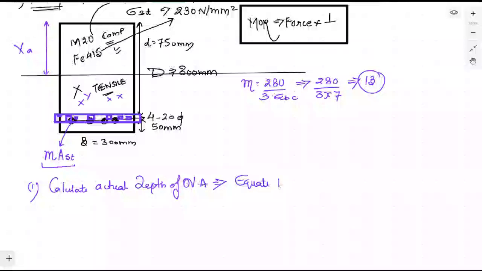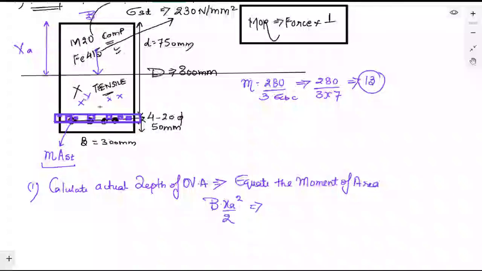Equate the moment of area. Remember that we are using working stress method. For this cross section, when you equate the moment of area, you will get the moment of the area above the neutral axis. The width is b, so the area is b into x, and the moment of area is the distance from the CG, which will be x by 2, so b into x square by 2. This is equal to the moment of area below the neutral axis.